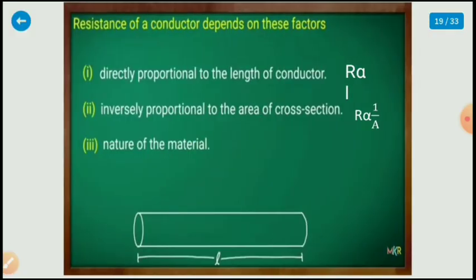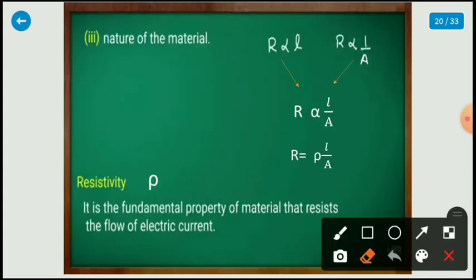The resistance of a conductor depends on three factors. R is directly proportional to L, and R is inversely proportional to A. Let's combine these two, so R is directly proportional to L by A. If we remove the proportionality, we use a proportionality constant, rho, which is nothing but the resistivity. So R is equal to rho into L by A.